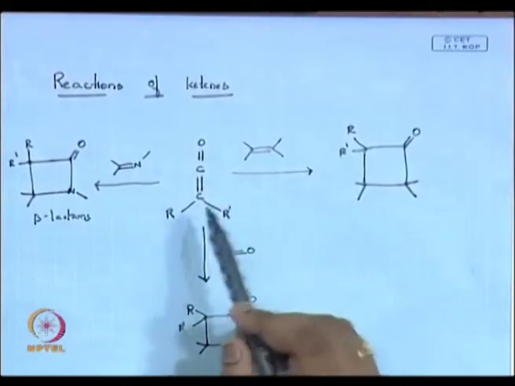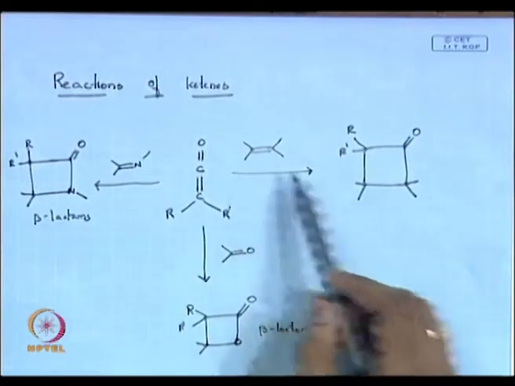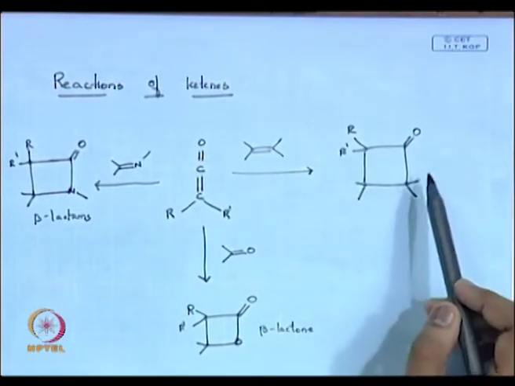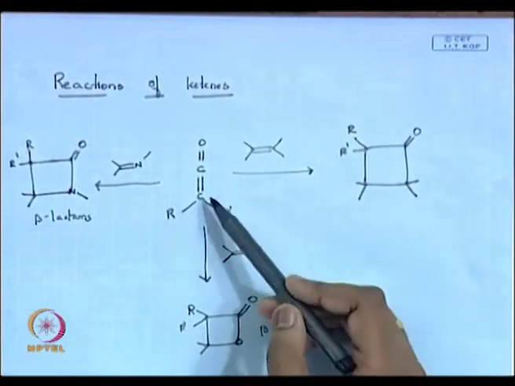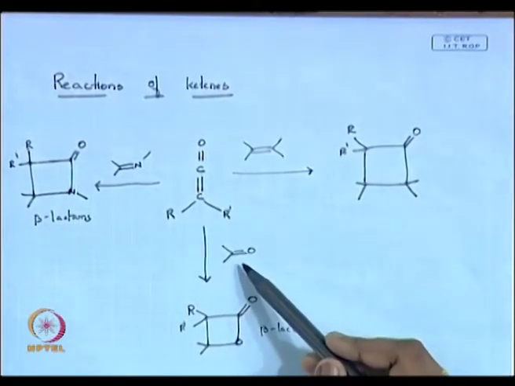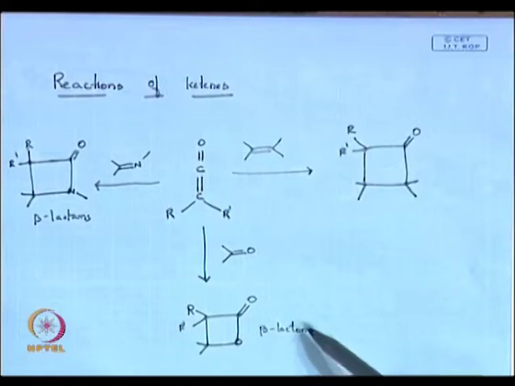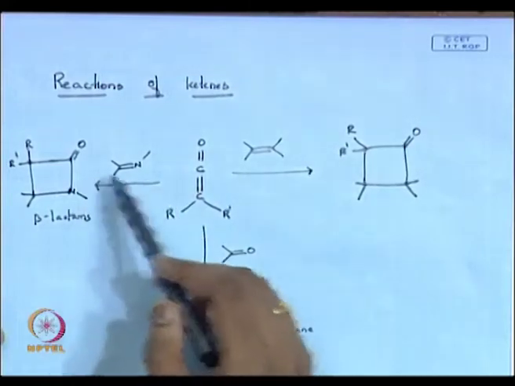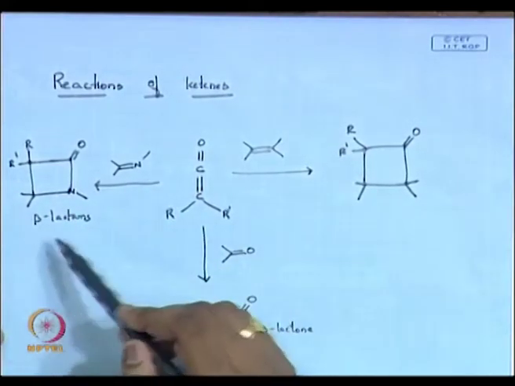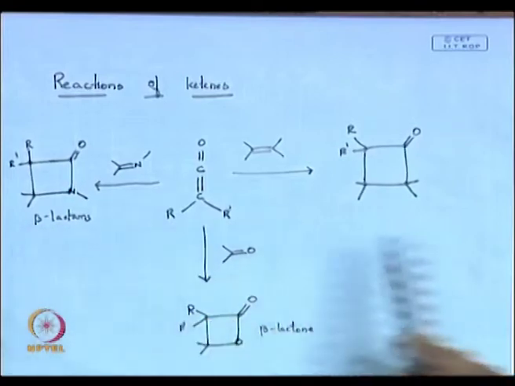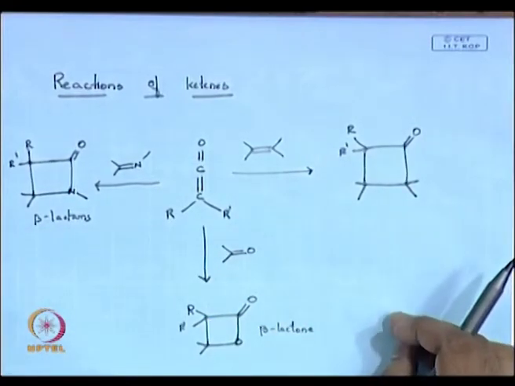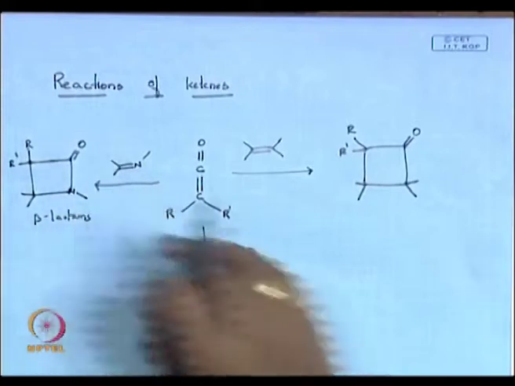In our earlier class, we were discussing reactions of ketenes, where we said that your ketene can react with your alkene to form a cycloproduct. Same way, we said your ketene can react with your carbonyl system to give you a beta lactone, and ketene can react with your imine to give you beta lactams. So, what we will do in this class, we will take individual reactions and study in detail.